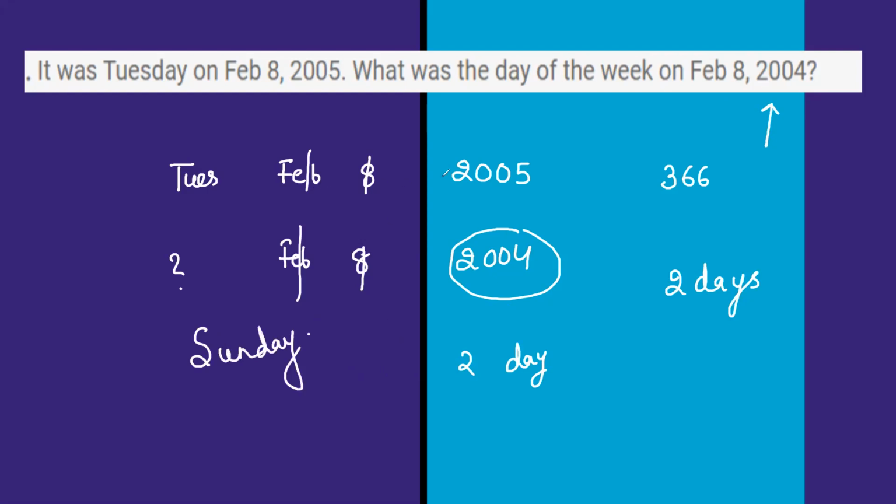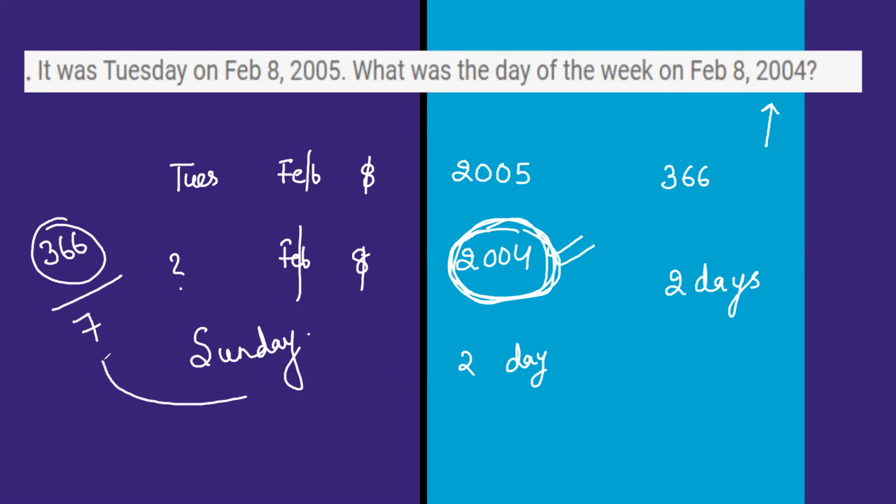So we'll not calculate so much. We'll just see that 2004 is a leap year because 2004 is completely divisible by 4. So being a leap year, the total number of days will be how much? 366. 366 divided by 7, the remainder will be 2. That means 2 will be the odd days, so plus 2. Instead of plus 2, since it is backward, you can do plus 5. So Tuesday plus 5 or Tuesday minus 2 will give you Sunday. Hope you are clear.